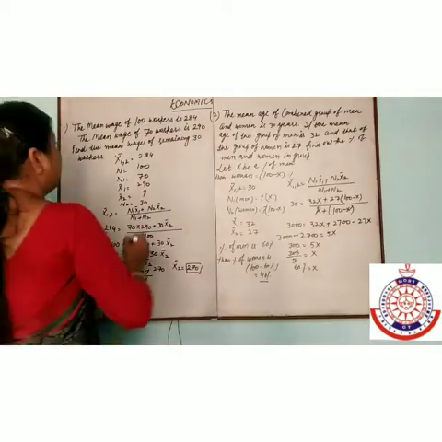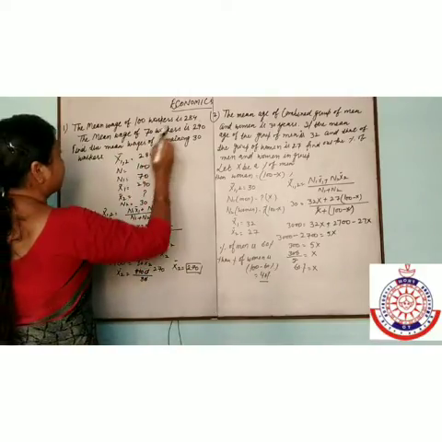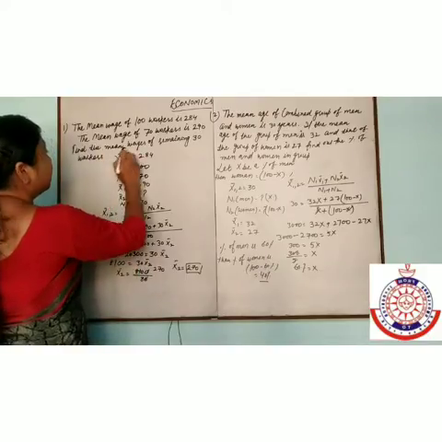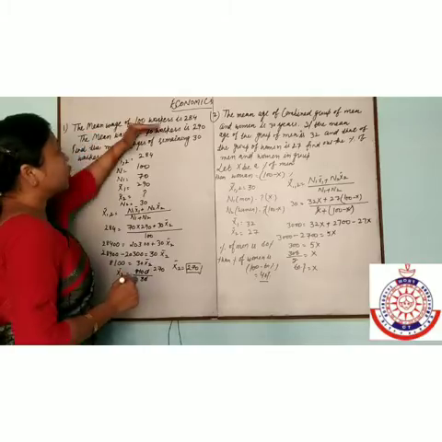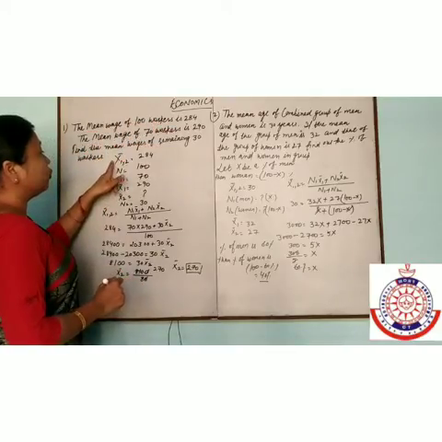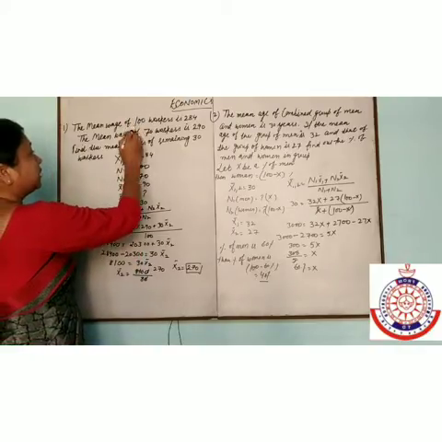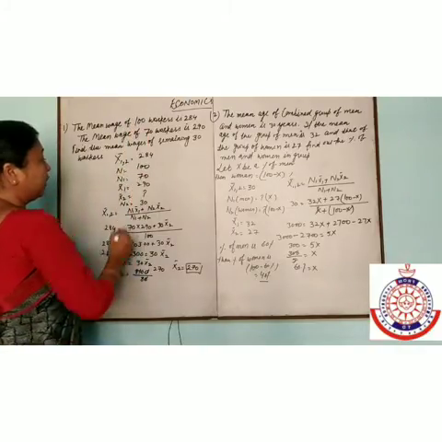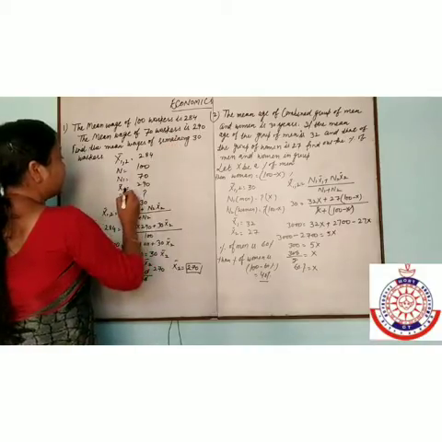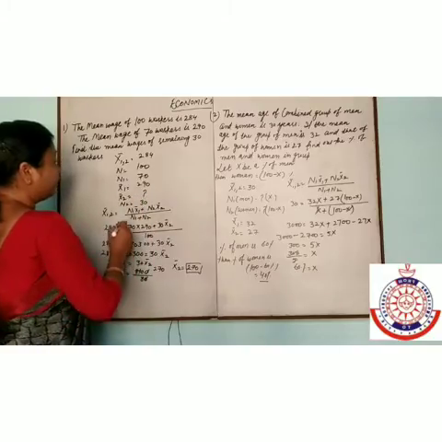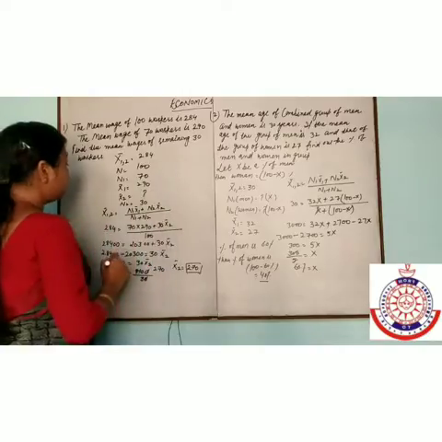The mean wage of 100 workers is 284. The mean wage of 70 workers is 290. Find the mean wage of the remaining 30 workers. Here the mean wage of 100 workers is x bar 1 2, equal to 284. The total workers n is equal to 100, n1 is equal to 70, x bar 1 is equal to 290, and n2 is equal to 30. You have to find x bar 2.